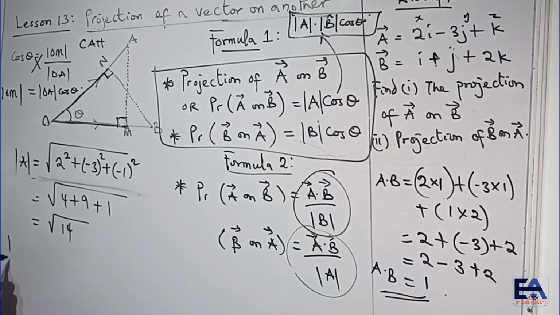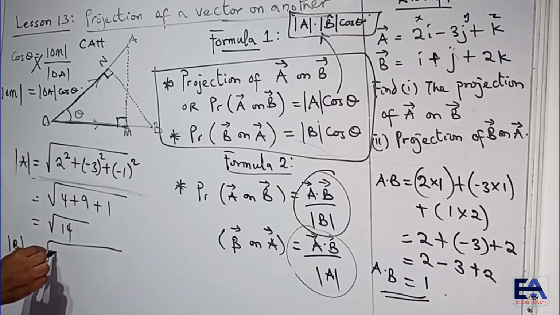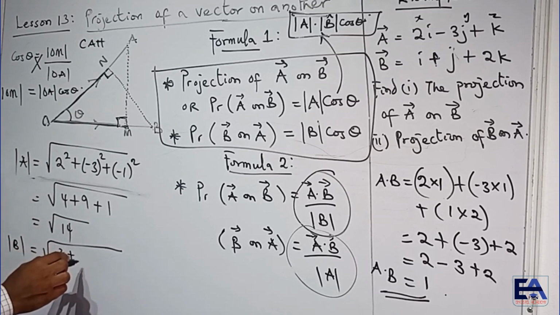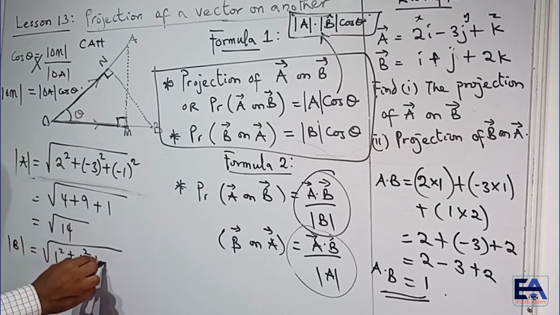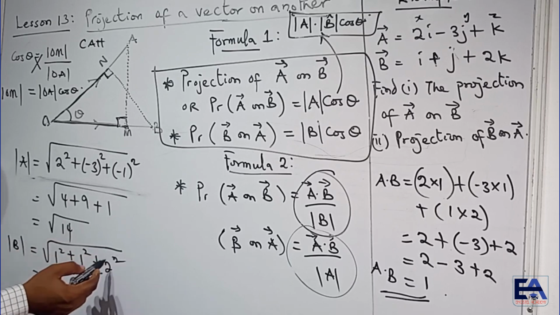So let's find the magnitude of B. Magnitude of B is going to be the square root of the sum of the squares of the components of B, and that's going to be 1 squared plus another 1 squared, then plus 2 squared. Okay, so we have it as the square root of 1 plus 1, like 2 raised to power 2 is 4, 5, 6. So we have the square root of 6.